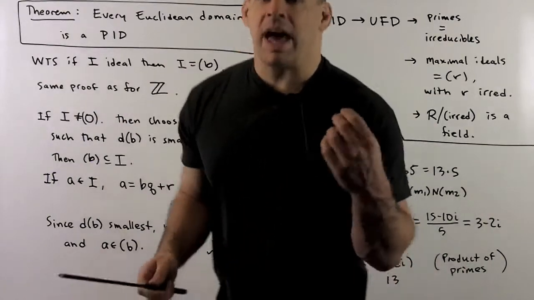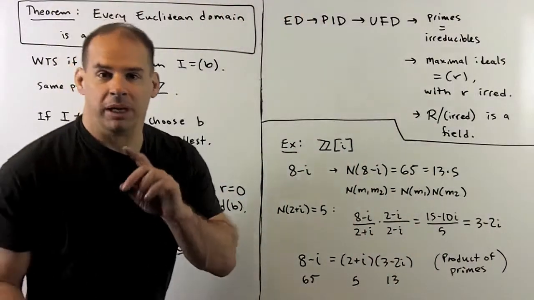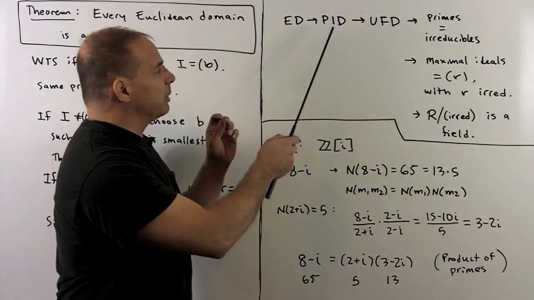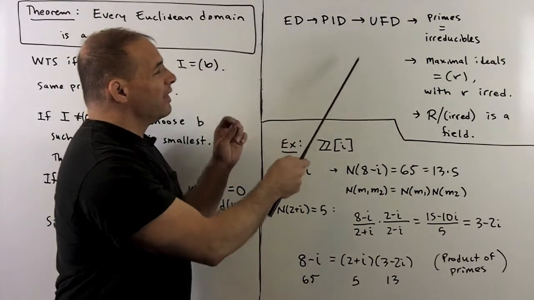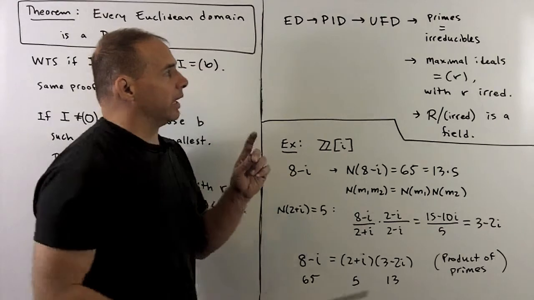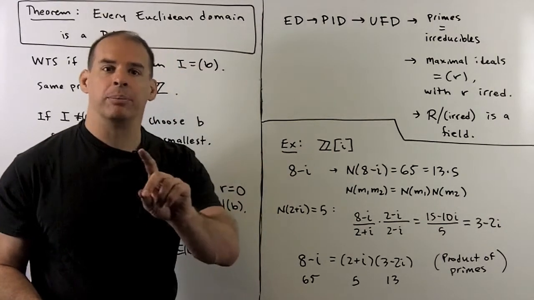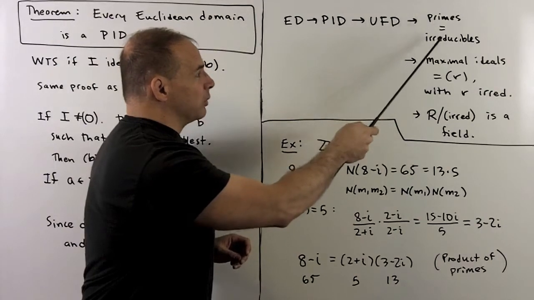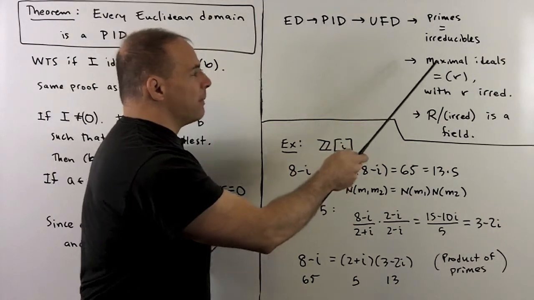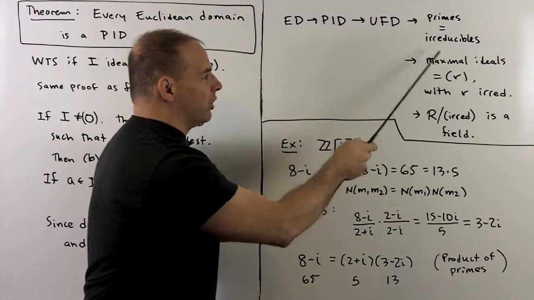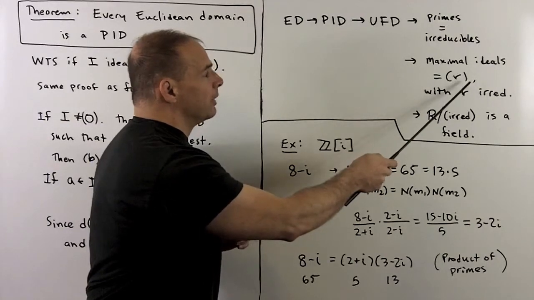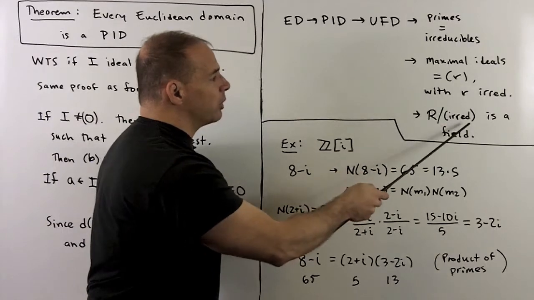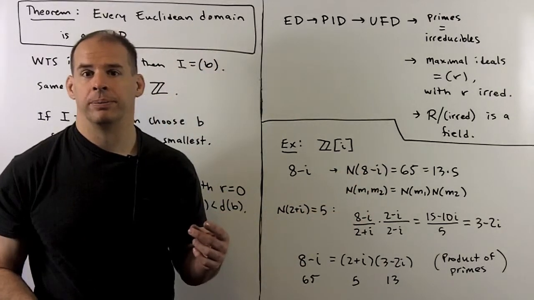Now, we have a lot of consequences of being a PID. So here we have, Euclidean domain implies principal ideal domain. That implies unique factorization domain. We haven't proved that, but we've noted it. Then I have primes are going to be equal to the irreducibles. The maximal ideals are going to be generated by a single element, which is going to be irreducible. Then we also have, if I take R mod the ideal generated by an irreducible, we have a field.